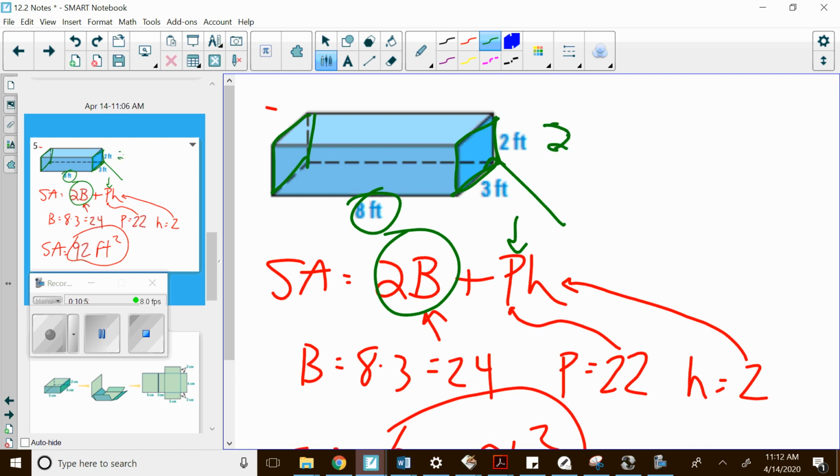2 times 6 plus the perimeter of that would be 10, and the height would be 8. And notice what happens. It's 80 and 12, which also makes 92, regardless of which way you look at this. Okay, so for a rectangular prism, you have options for what you want to call the bases.